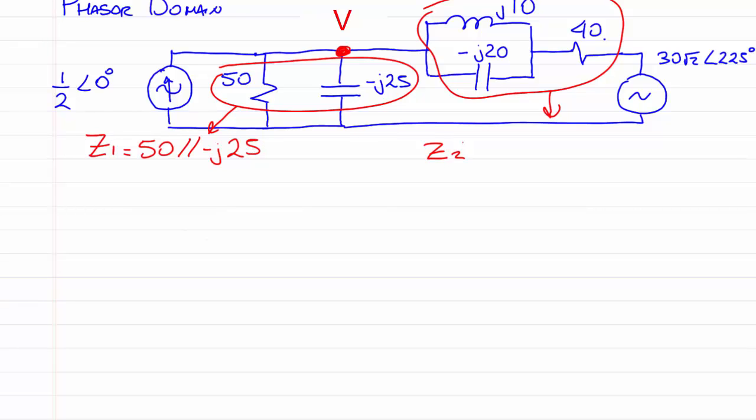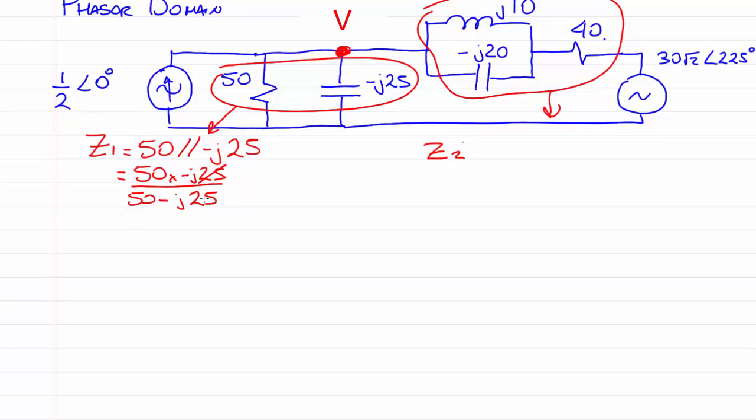To calculate Z1, we have to take the inverse of the sum of the inverse of 50 ohms and minus j25 ohms. Recall from resistors in parallel, if I have two of them, I can take the product divided by the sum. We'll have 50 times minus j25 divided by 50 plus... oops, that's minus j25 in the denominator.